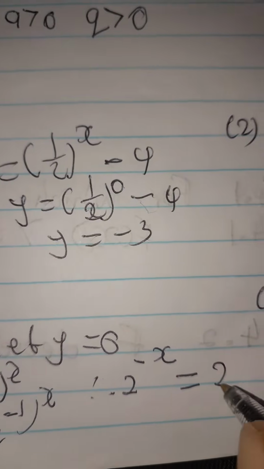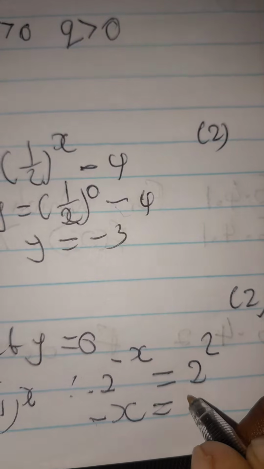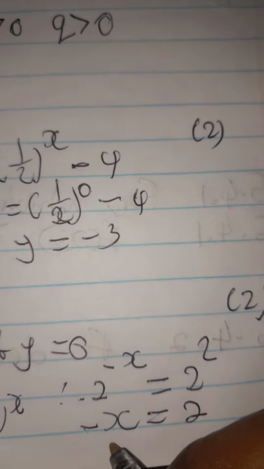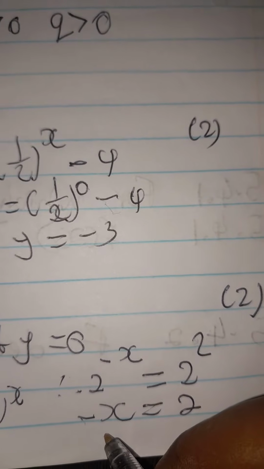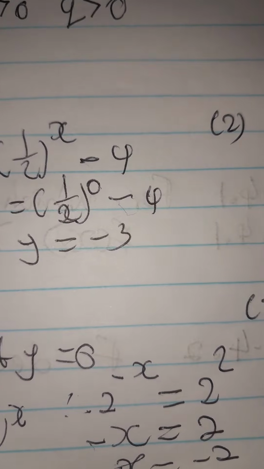Remember that it was equated to 2 to the power of 2. Therefore, negative x equals 2. The subject can never be negative, so ensure that you divide by negative on both sides. Therefore, x will be minus 2.